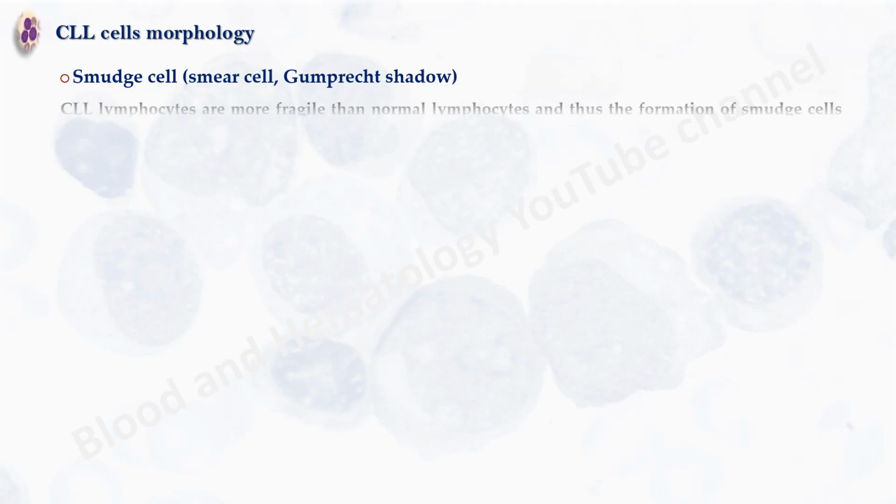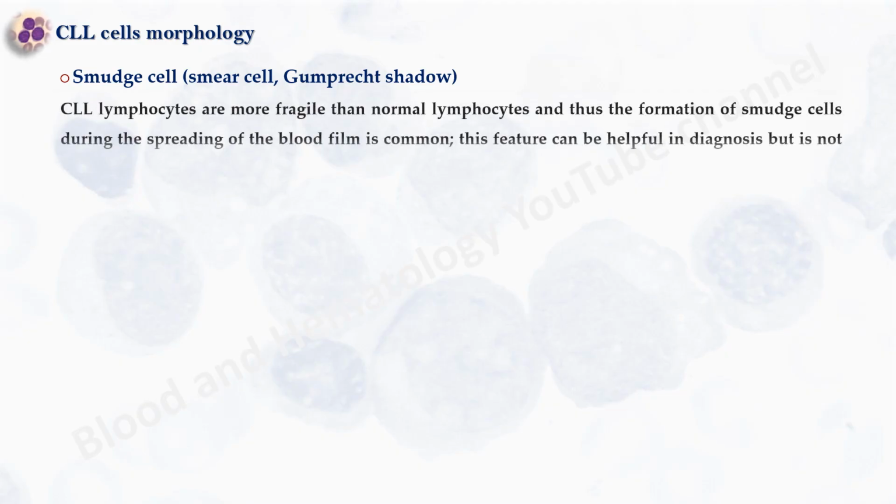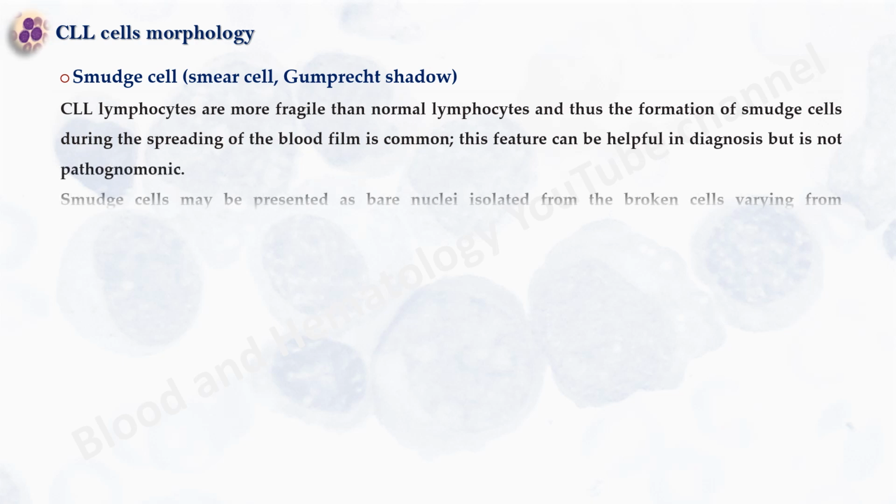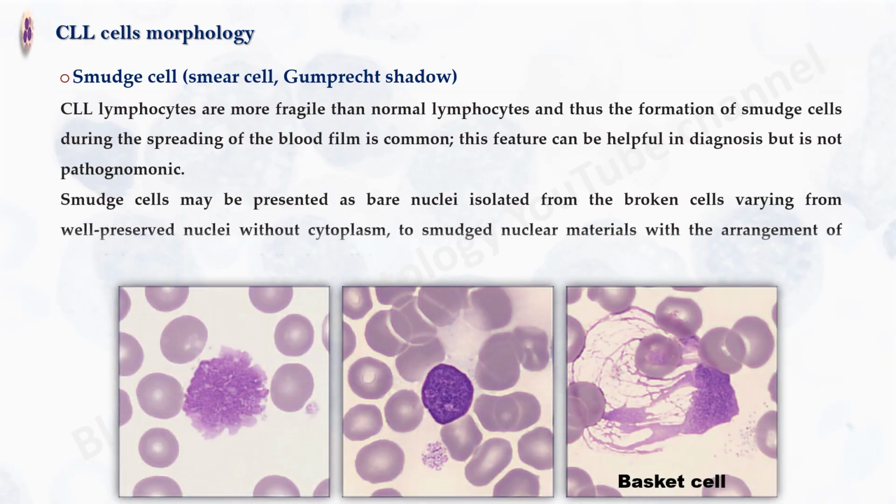CLL lymphocytes are more fragile than normal lymphocytes and thus the formation of smudge cells during the spreading of the blood film is common. This feature can be helpful in diagnosis but is not pathognomonic. Smudge cells may be presented as bare nuclei isolated from the broken cells, varying from well-preserved nuclei without cytoplasm to smudged nuclear materials with the arrangement of strands in a coarse network.